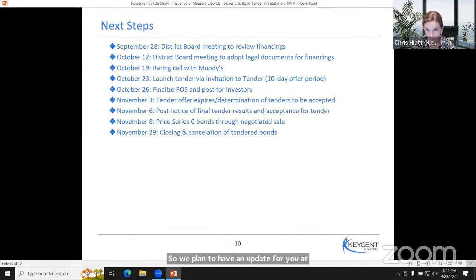In terms of next steps, we're here tonight to talk about these two financings, and we're planning to come back to the board on October 12th to authorize the potential Series C issuance and the refinancing if it makes sense. So we will have an update for you at that point. From there, we will have a rating call with Moody's to update your district credit rating and plan to get the bonds sold in late October or early November, depending on the market at the time. So you would receive funds by probably late November or early December.